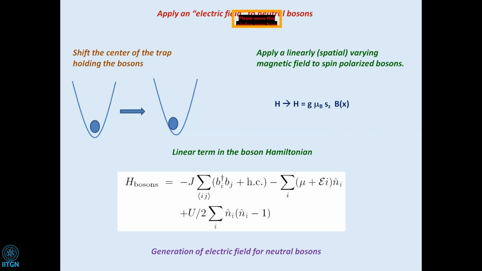Now, this kind of generation of electric field essentially breaks translational symmetry, because now every site sees a different potential, and it has some very interesting effects. A lot of interesting phases can be realized by this kind of field, which I am now going to discuss.